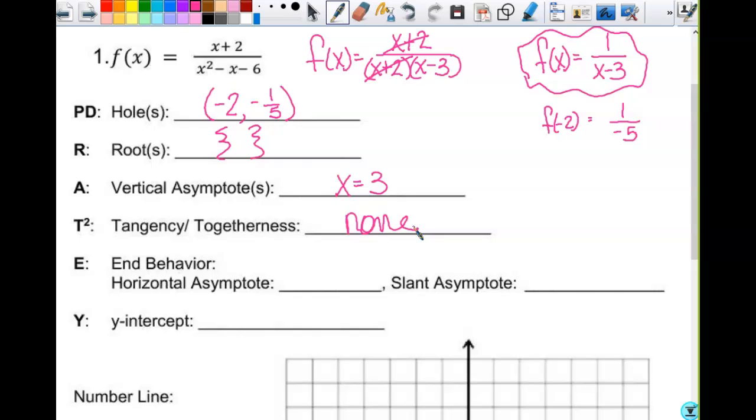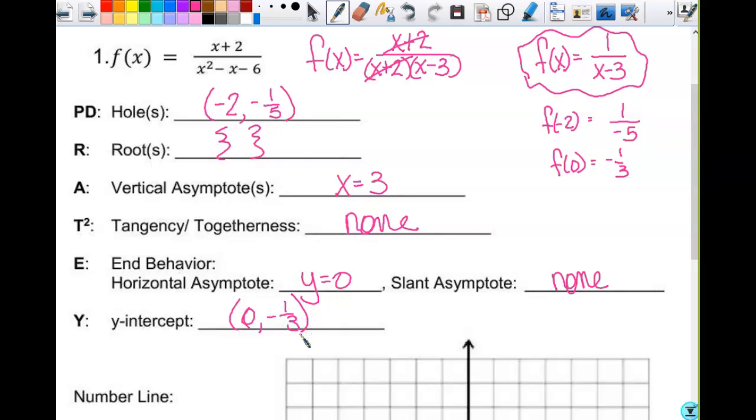Yes, I do, and it's really simple. What is it? Y equals 0. So since I have a horizontal, I know I don't have a slant asymptote. I need to find my y-intercept, so that's f of 0, which is going to be negative 1/3. So my y-intercept is (0, -1/3). Okay, so I have all my blanks.